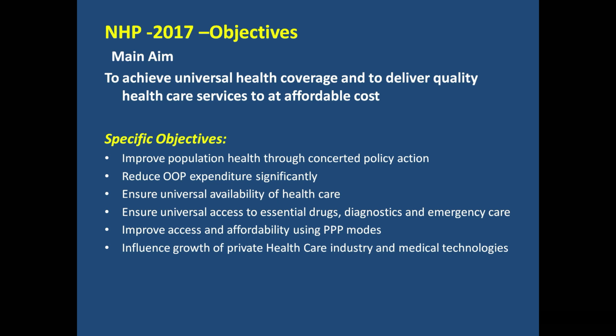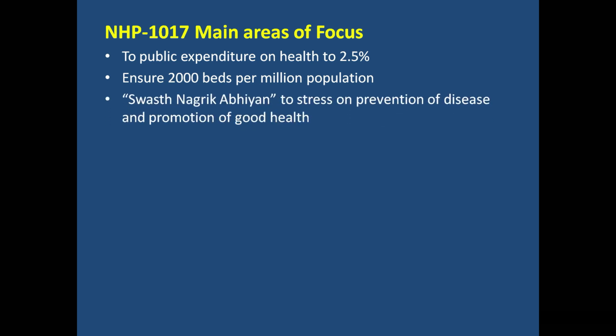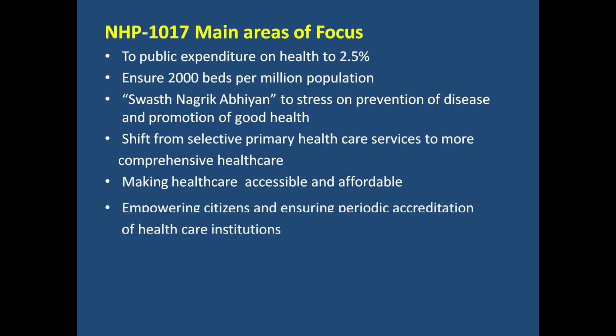Now, if you look at the main areas of focus in the NHP 2017 document, we have the stress on increasing public health expenditure to 2.5% from the current 1.15%, and ensuring 2,000 beds per million population. Then we have the Swasth Nagarik Abhiyan, for prevention of disease and promotion of good health, involving the masses, moving from selective primary health care services to more comprehensive health care, making healthcare accessible and affordable. That's very important. And empowering citizens, ensuring periodic examination of healthcare institutions so that quality is maintained, and people are given the best possible quality of healthcare.